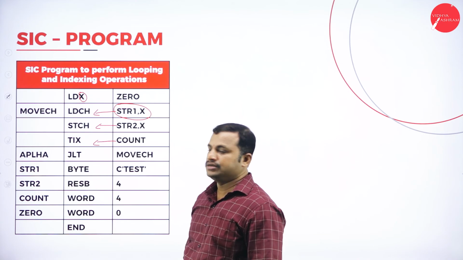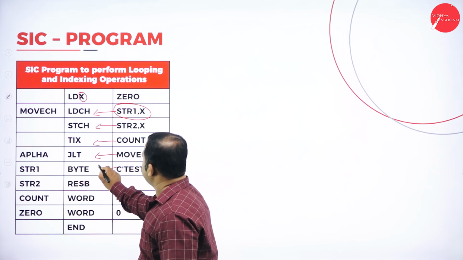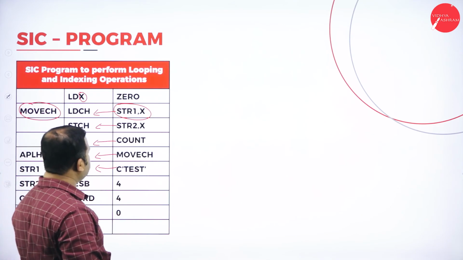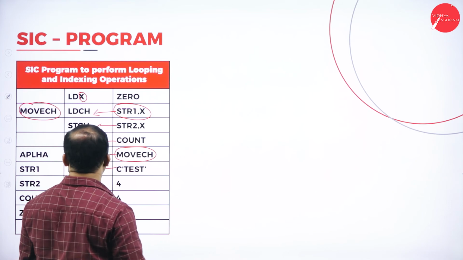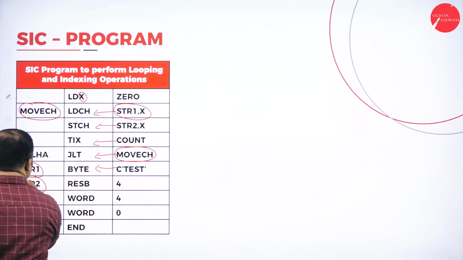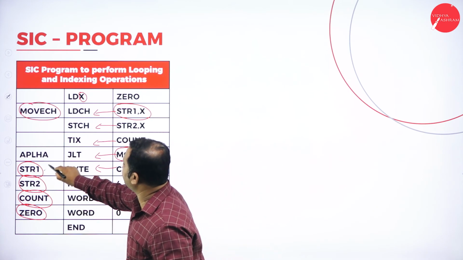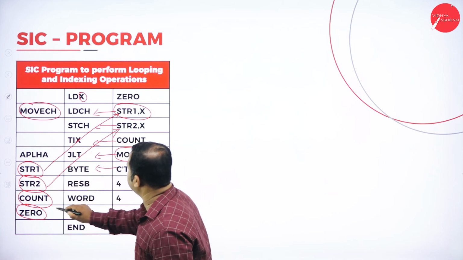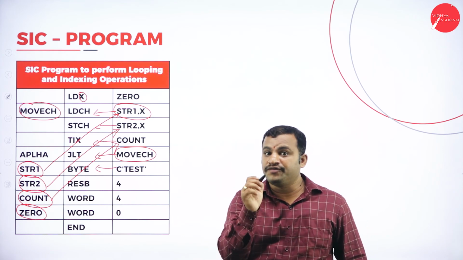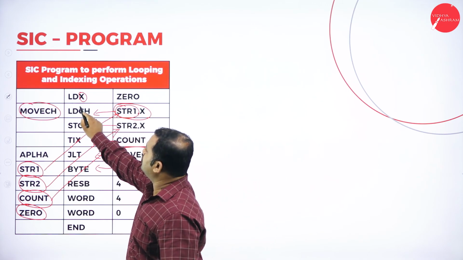Then COUNT, TIX, jump if less than, MOVECH, then BYTE. Do I have any value here, that is MOVECH? Where is that MOVECH? It is present here. Move characters. Similarly, I have STR1 here, STR2 here, COUNT here, and 0 here. Where is STR1 present? This is referenced here. STR2 is referenced here. COUNT is referenced here. So we have the referencing of the variable in the future, a future reference.